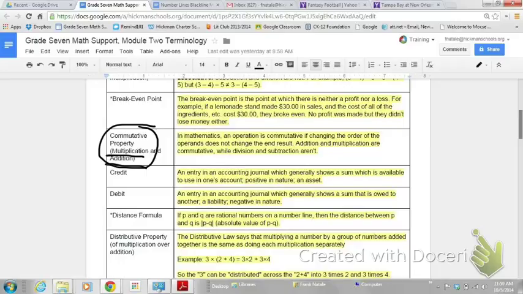Okay, and if you read here, here's a definition. In mathematics, an operation is commutative if changing the order of the operands, and an operand is just a number or whatever term is in a sentence of some sort, does not change the end result. Okay, so changing order does not change the end result. And again, like I said before, addition and multiplication are commutative, while division and subtraction aren't.